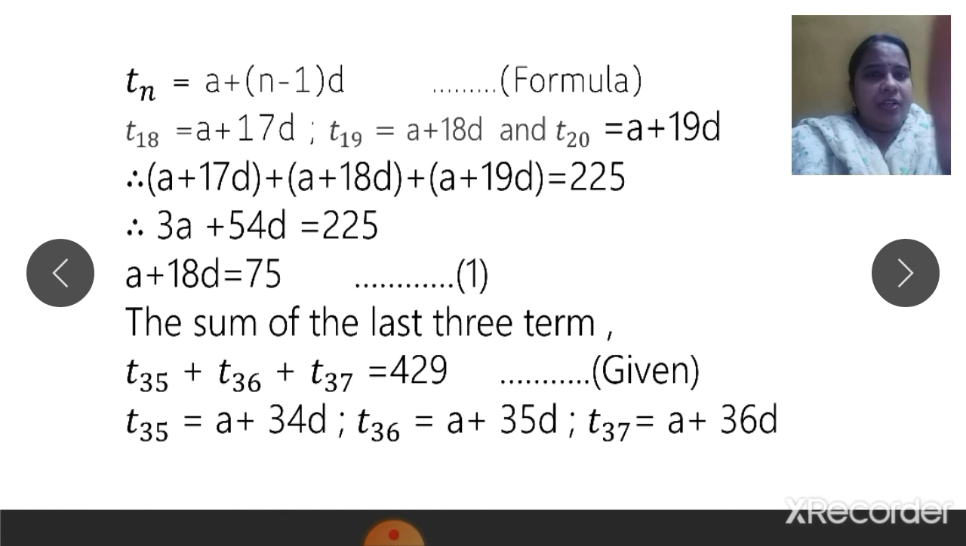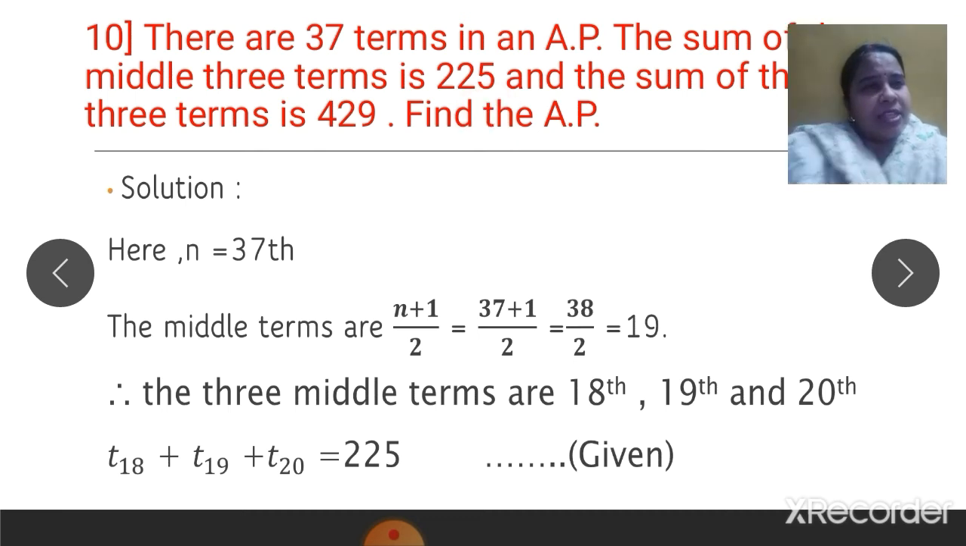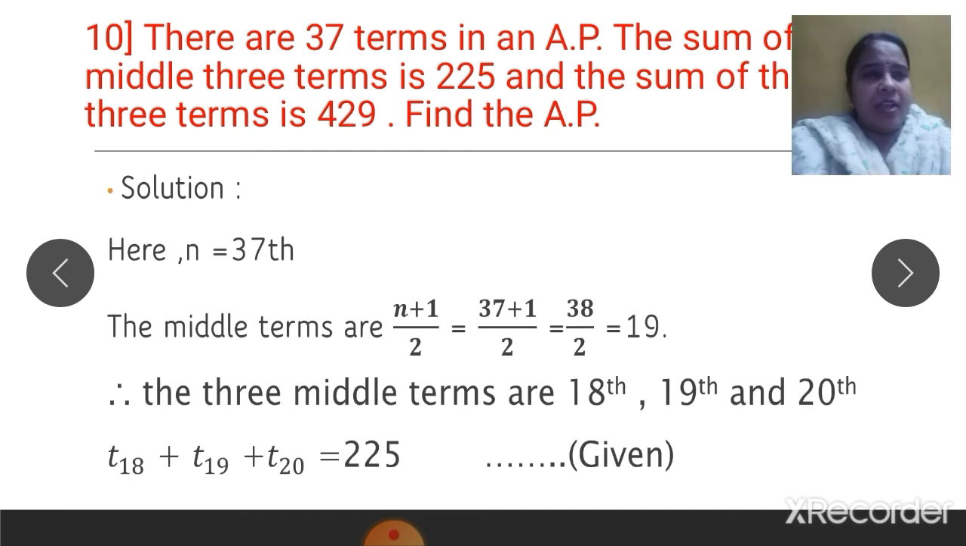First condition, using the first condition, what was it? The sum of the middle 3 terms. I am getting the first equation. See the second condition: sum of the last 3 terms. Last 3 terms means what? This is the last term, 37. Before that 36 and then 35. The sum of the last 3 terms is nothing but 429.